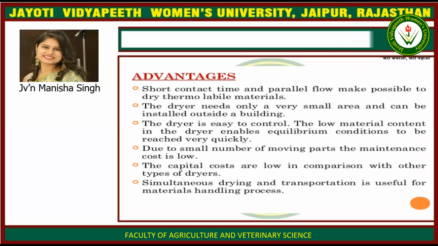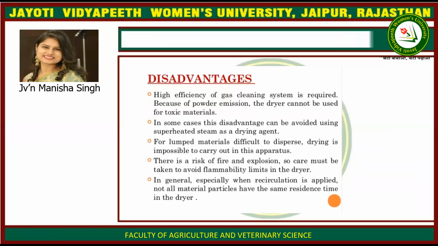The dryer is easy to control. The low material content in the dryer enables equilibrium conditions to be reached very quickly. Due to the small number of moving parts, the maintenance cost is low. The capital costs are low in comparison with other types of dryers. Simultaneous drying and transportation is useful for materials handling system.